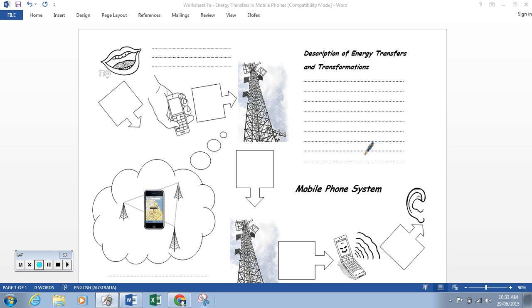There are some other things here if you want to take some brief notes or dot points of how the system actually works. Okay, so just make sure you download this or copy it into your books, and make sure you know all the energy transfers and transforms that happen within the mobile phone system.